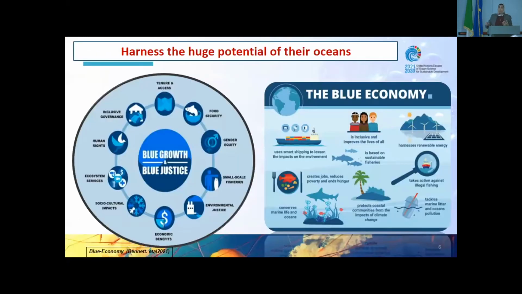Also, there is effort by many countries to harness the huge potential of the ocean. Most countries and organizations set out to implement the blue economy or blue growth agenda, to find prosperity for their communities and justice for other communities, for poor people.